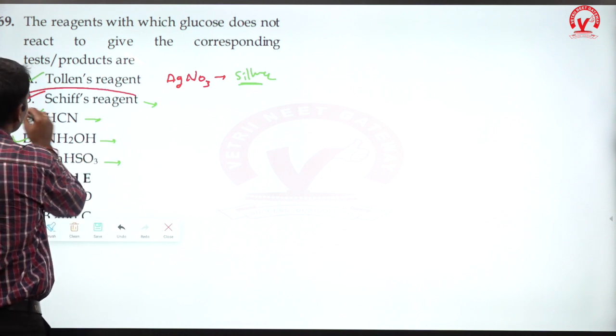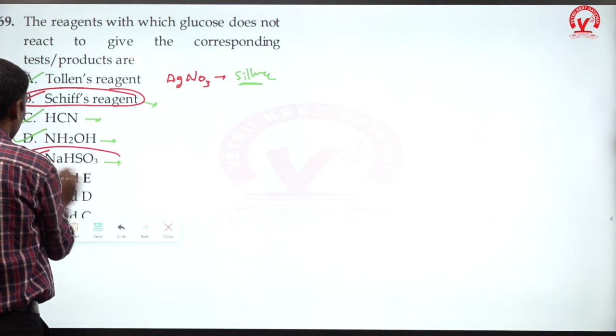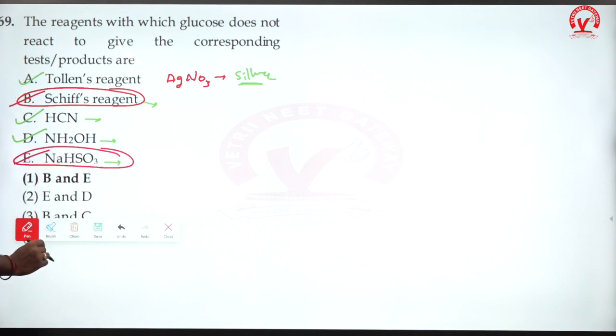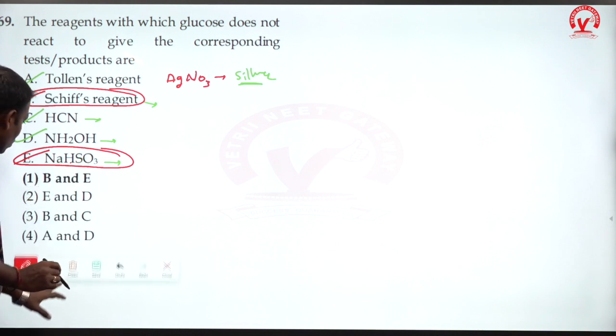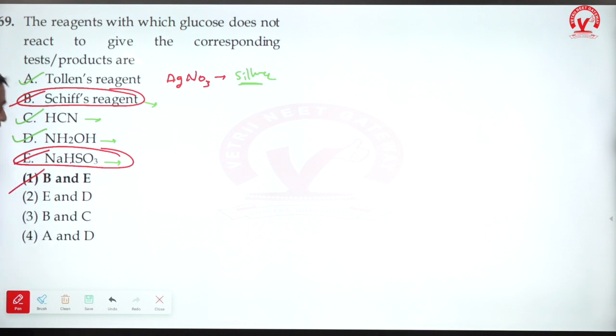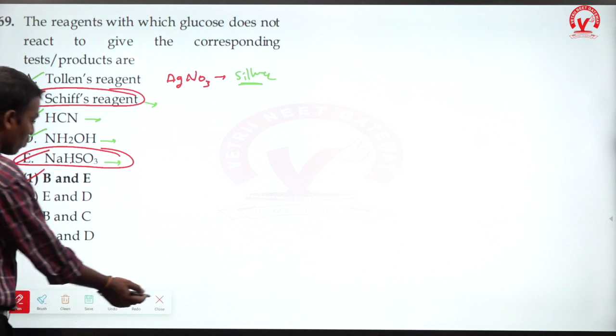Schiff's base and NaHSO3, the weak one, sodium hydrogen sulfite, won't react with glucose. That is, option 1 is the correct answer. Right? Then move on to the next question.